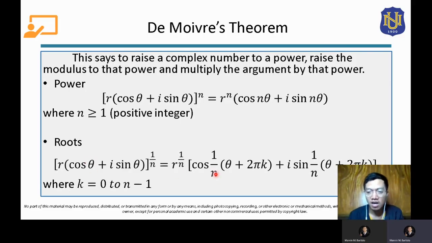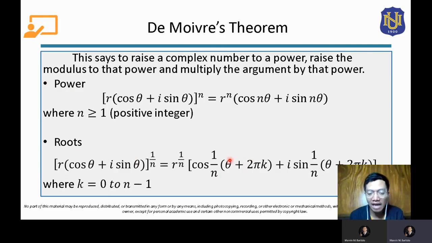But in this case, it is a little different from what we have done with the power. Instead of just multiplying your theta by the power, which is a fraction, we add 2 pi k when solving for the roots. So it is a little different from your power.